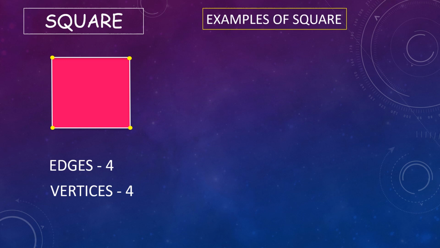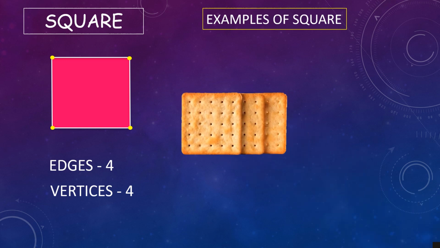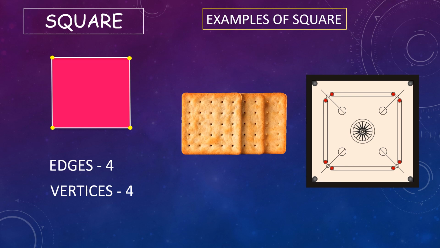Let us see few examples of square in real life. Biscuits, carom board. All sides are equal in a square. If we want to check it in the carom board, we can see all sides of the carom board are equal. So it is a square.